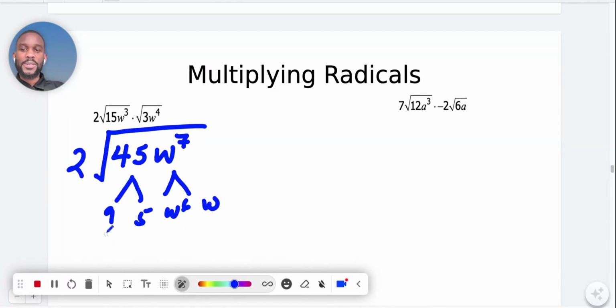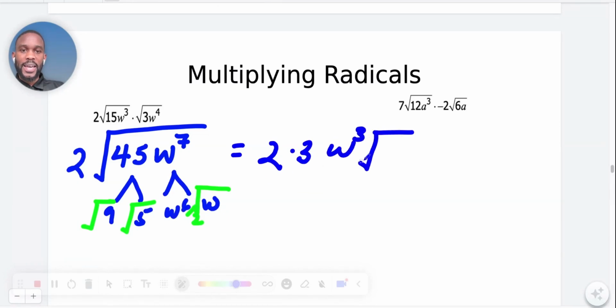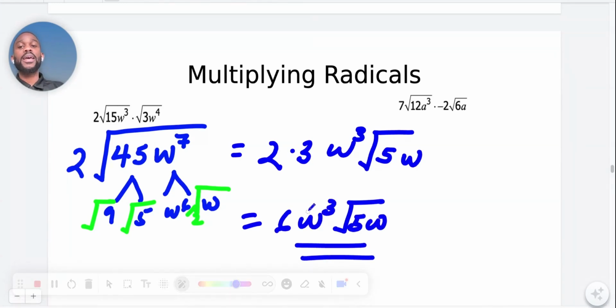So this is the same as the square root of 9 times the square root of 5 times the square root of w to the 6th, which is w to the 6th divided by 2, right? And then the square root of w. Okay, so what does that give me? Remember this 2, don't forget it. So it gives me 2 times the square root of 9 is 3. The square root of w to the 6th is w to the third, and then root 5, and then root w. So 2 times 3 gives you 6. So 6 w to the third, root 5 w. That's what you end up with. Please feel free to pause the video and try this and see what you get.